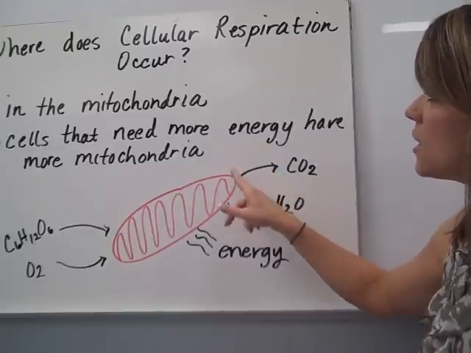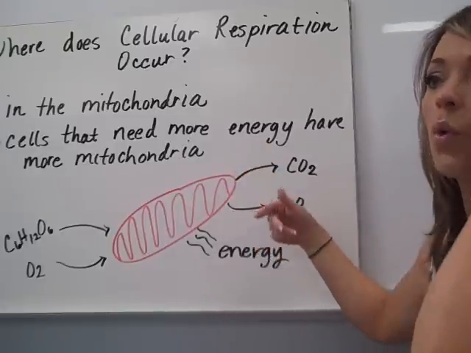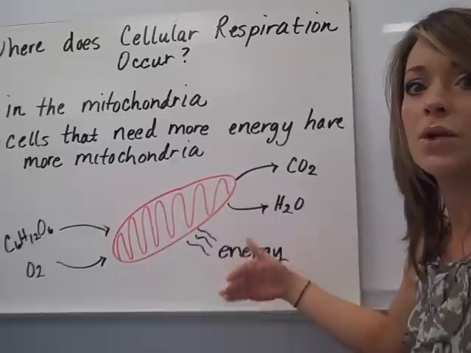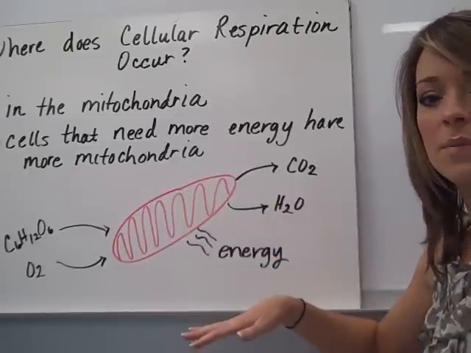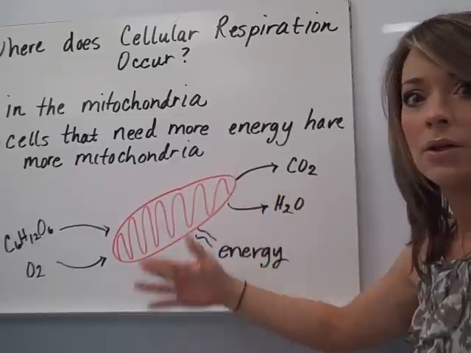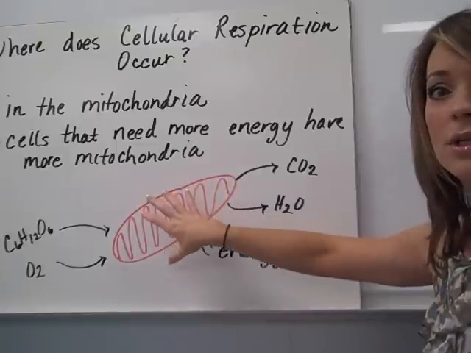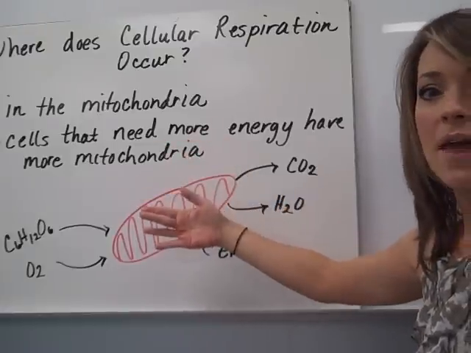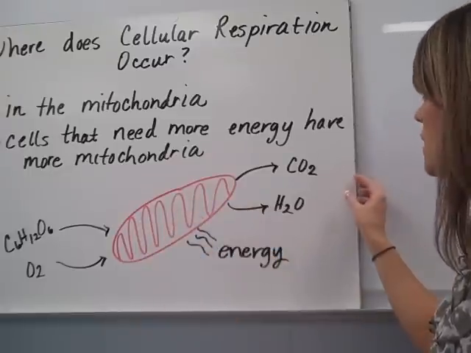And it's interesting to note that cells that use more energy are going to have more mitochondria. Your muscle cells are going to have more mitochondria than other types of cells. If you start exercising and maybe running long distances, your body is actually going to start building more mitochondria in your cells in response to that need for increased energy.